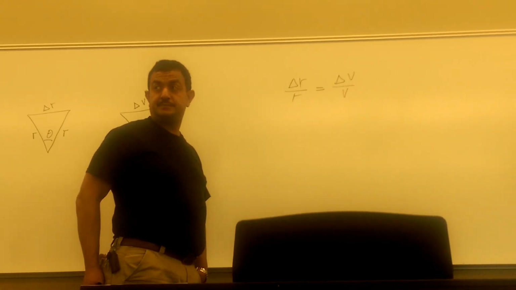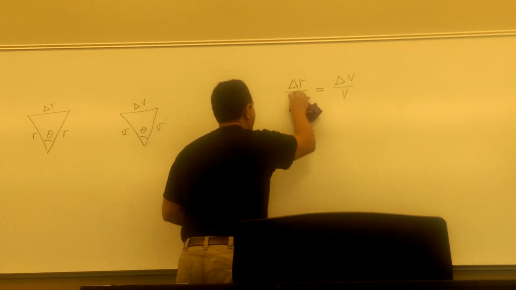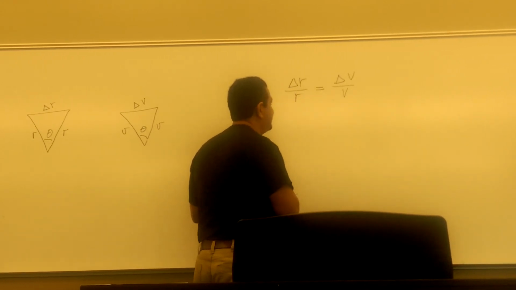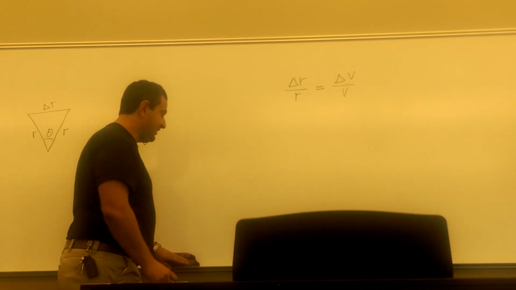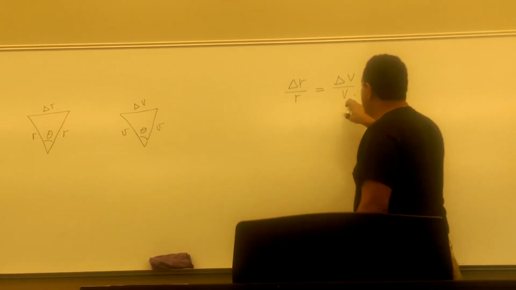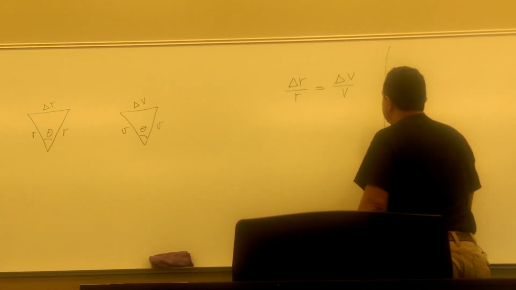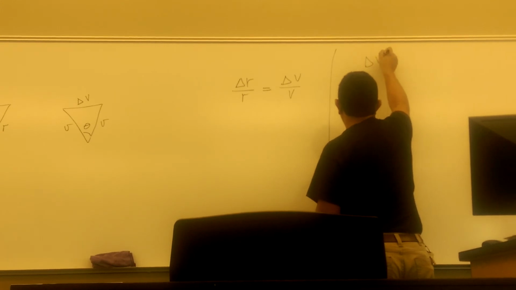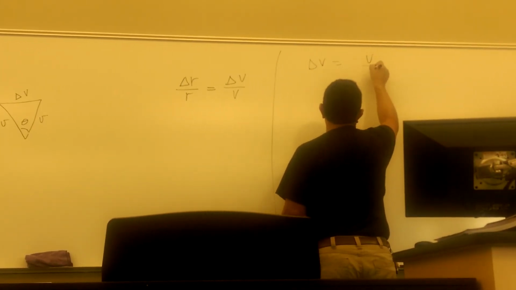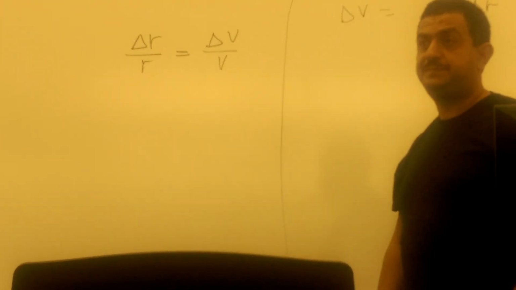And, sorry, that's delta r over what's that? r. Okay. Again, r. So sorry for my handwriting. This is r. And so it will equal delta v over v. And what I'm going to do now, I'm going to multiply both sides by v. So if I do that, then I will get that delta v equals v over r times delta r. Do we agree with that?